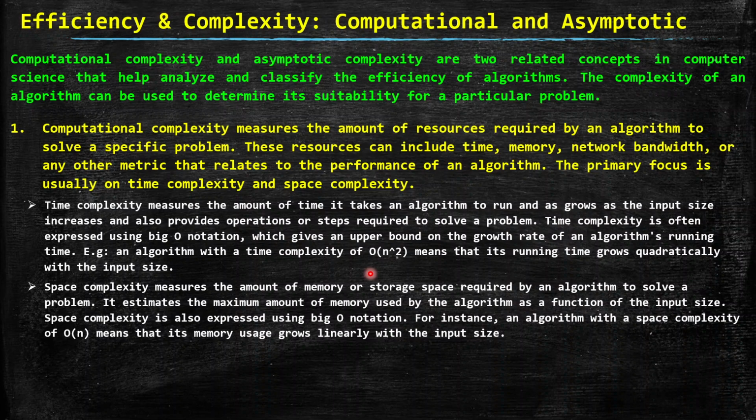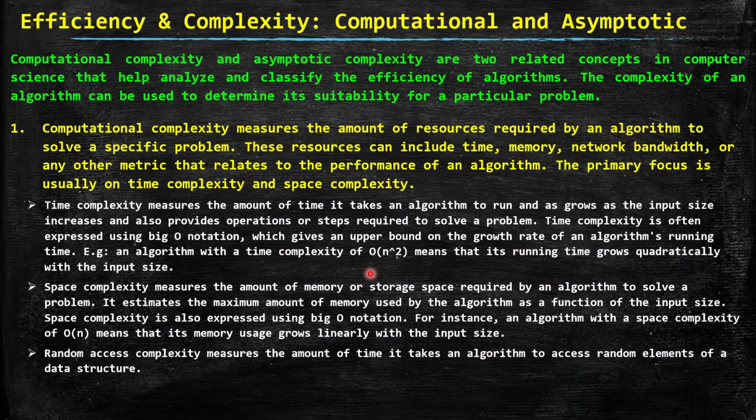Now let's talk about space complexity. Space complexity measures the amount of memory or storage space required by an algorithm while running or to solve the problem. It estimates the maximum amount of memory used by the algorithm as a function of input size. If you increase the input size, how much main memory does it require? We can also use big O notation, or try to find the big omega, that means the best case, the least memory usage. For instance, an algorithm with space complexity of big O n means that as you increase the input size, the space required grows linearly.